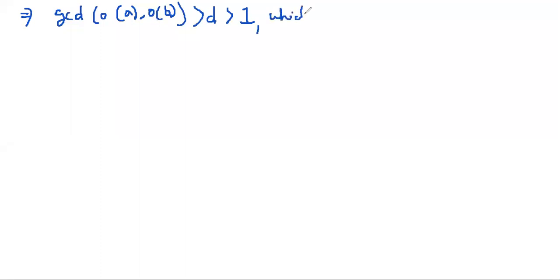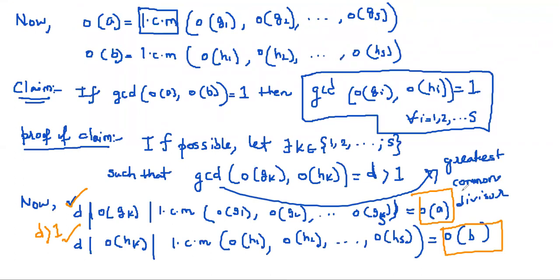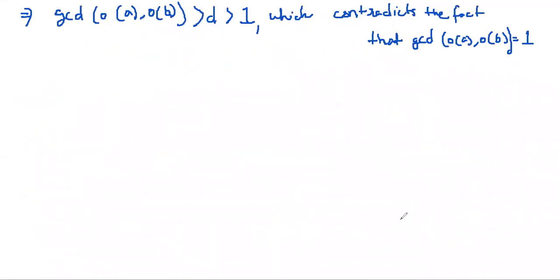Which contradicts the fact that the GCD of order of A and order of B is 1. So we have proved our claim, and let's just recall what our claim was. Our claim was that each component's order for both elements has to be co-prime. Okay, so let's remember this, and let us proceed.